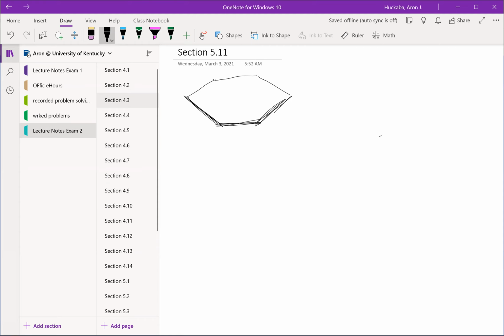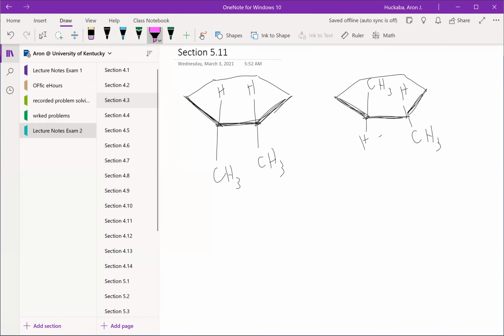There we are. And we said that in Haworth projections, you could have things either on the same side or things on the opposite side of the bond that's coming out at you here, right? And for stuff on the same side of this imaginary line here, we said that those were in a cis relationship, and those on the other side, we called that trans.